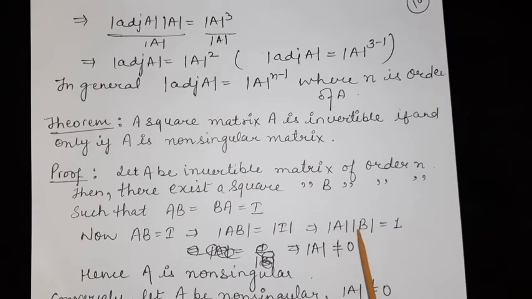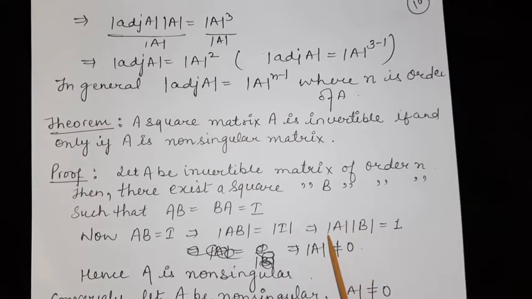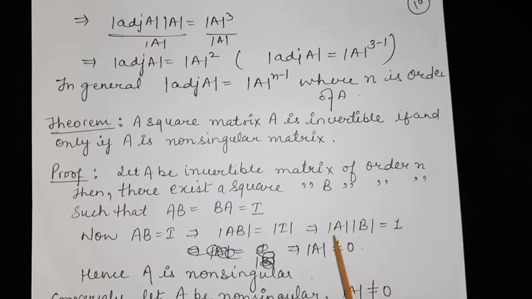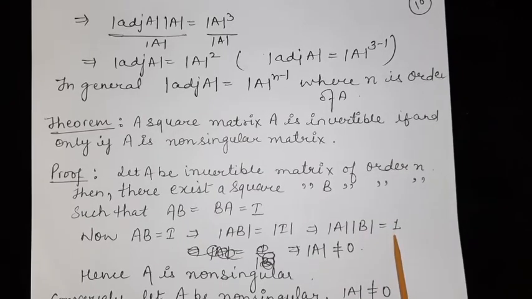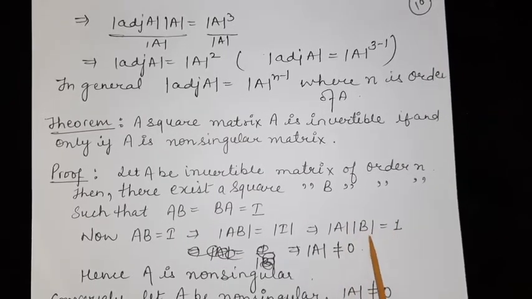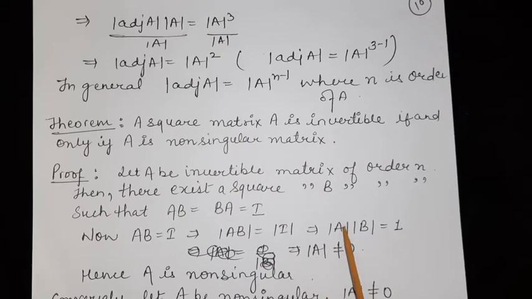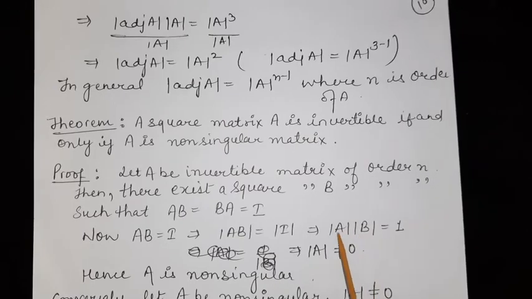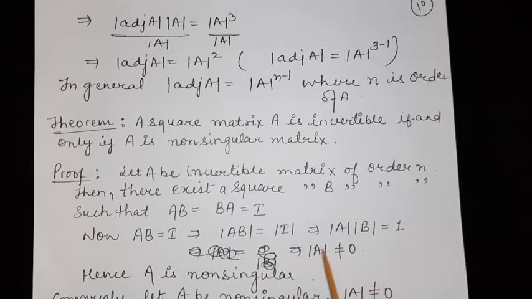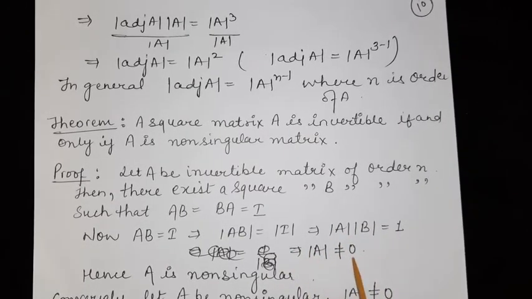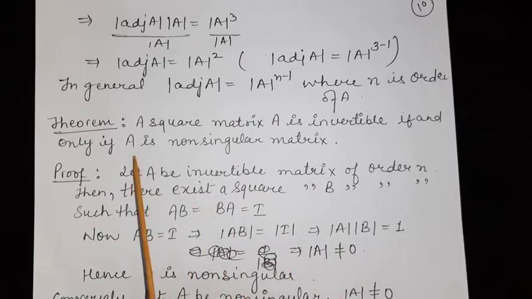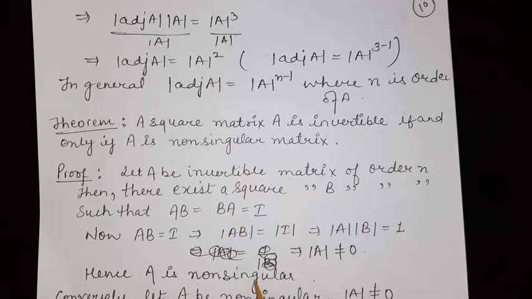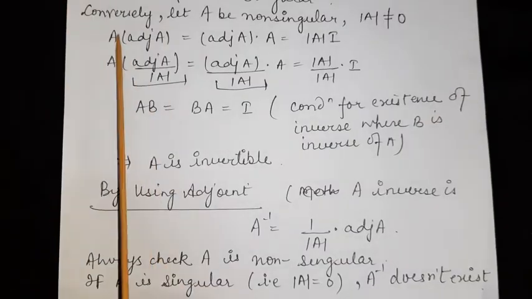Now determinant of A and determinant of B are two real numbers, and the product of two real numbers is 1. So if the product of two real numbers is 1, it means that none of them can be 0. So this implies that determinant of A will be a non-zero number and determinant of B will also be a non-zero number. If determinant of A is non-zero, then this is nothing but the condition for a non-singular matrix. So hence A is a non-singular matrix. Now let's see the converse part.